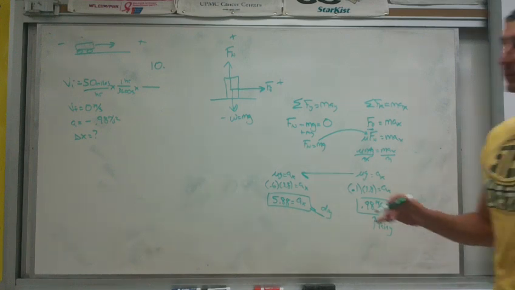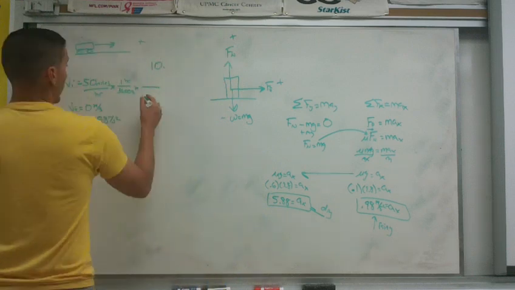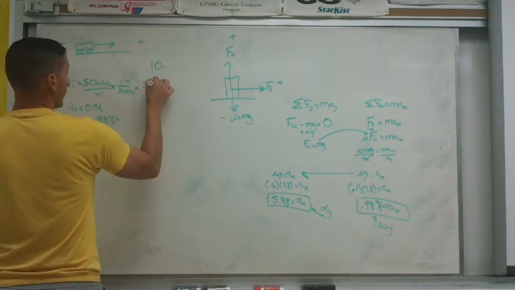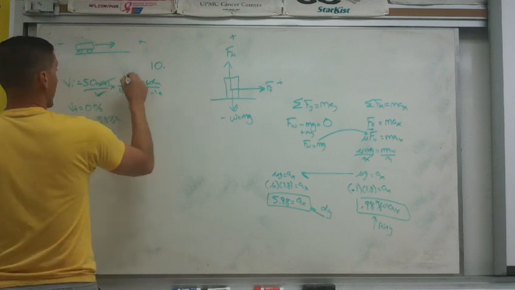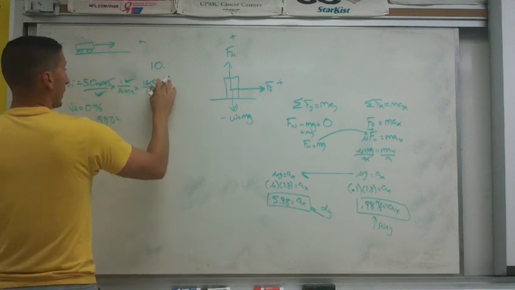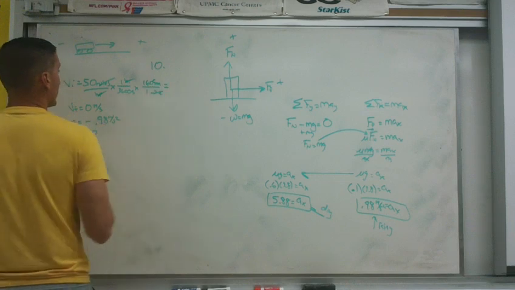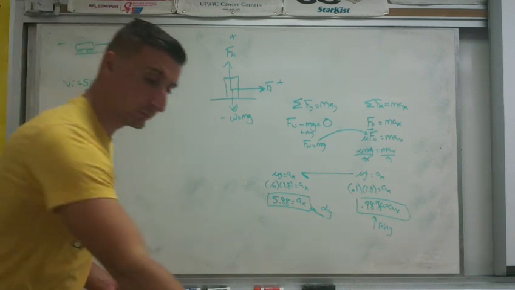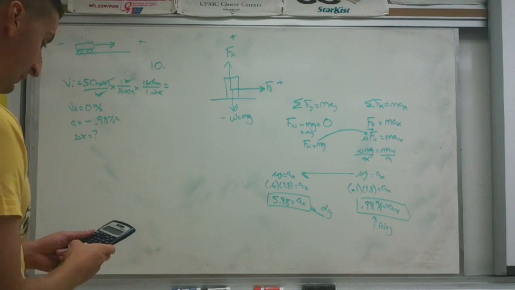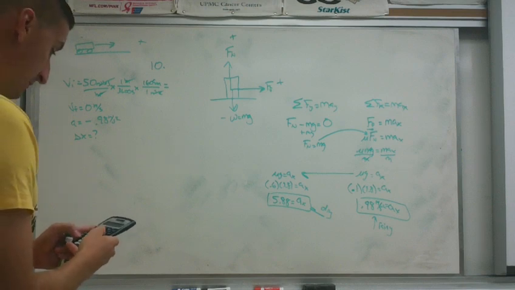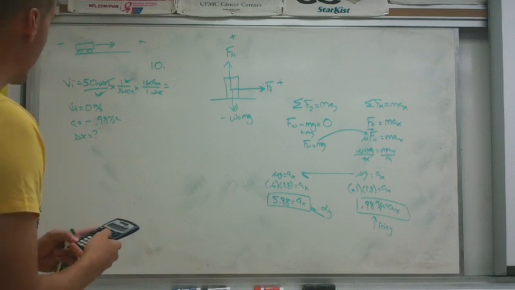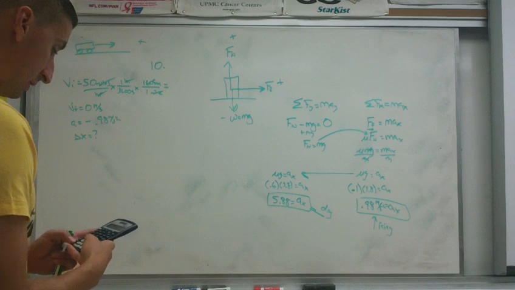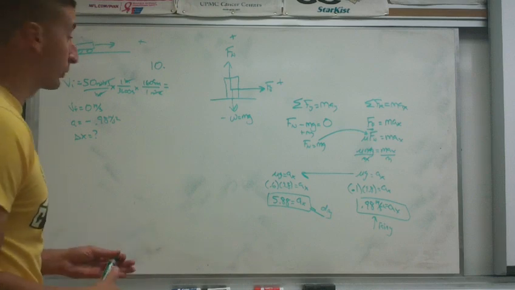I looked this up just for the sake of time. There are 1,609 meters in 1 mile. Miles cancel out, hours cancel out. I'm left with meters per second, so I get 50 times 1609 divided by 3,600. I get 22.3 meters per second.